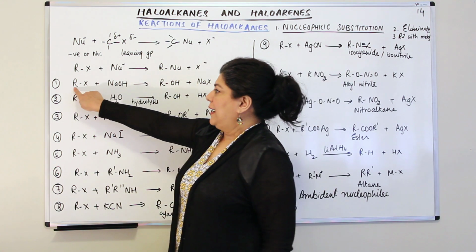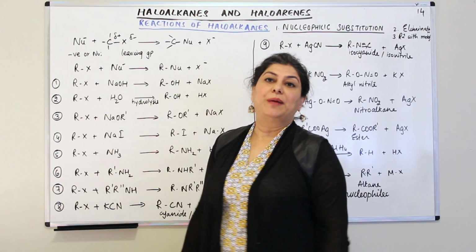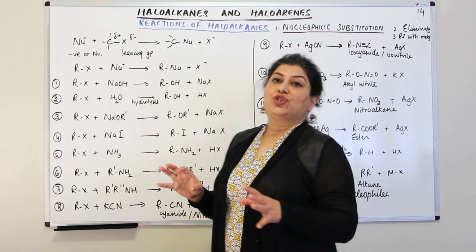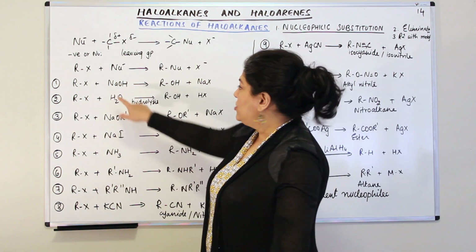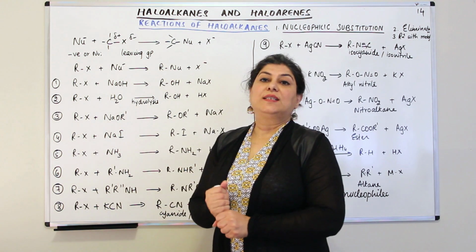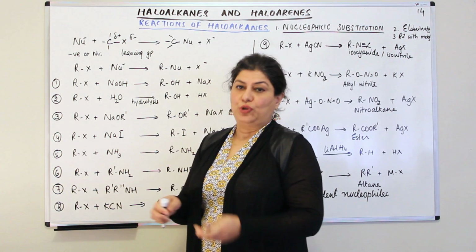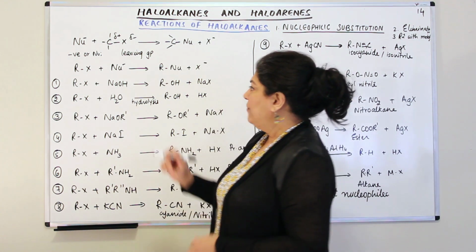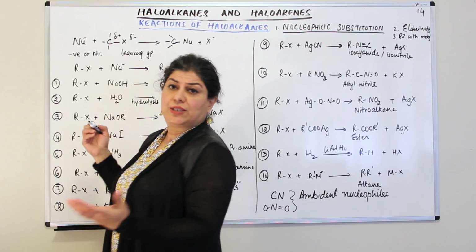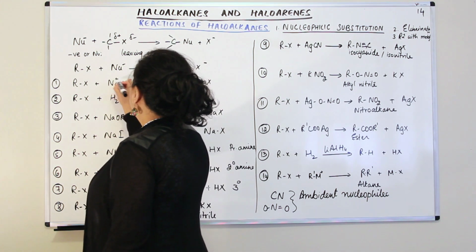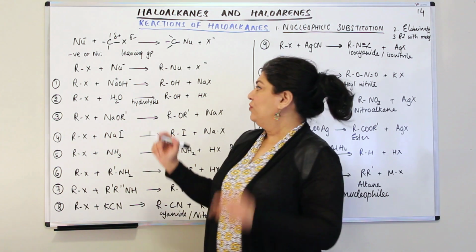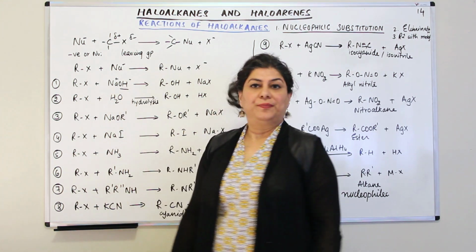If you have the haloalkane and it reacts with sodium hydroxide or potassium hydroxide, it results in the formation of an alcohol. In this sodium hydroxide, which part would be the nucleophile? The nucleophile would be that part which is negative. We know that in sodium hydroxide, which is an ionic compound, sodium would be positive and OH would be negative. So here, the nucleophile is going to be OH, right?